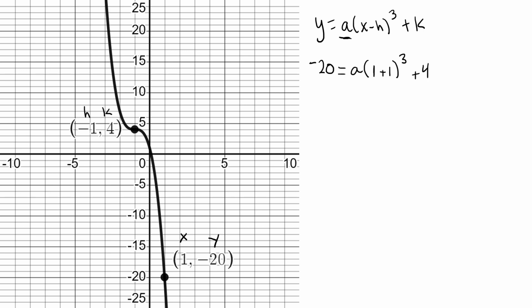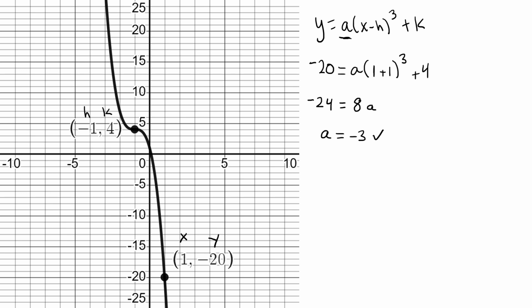Once I have this, we are going to solve for a. So the first thing we'll do is move the 4 over by subtracting it. So negative 20 minus 4 is negative 24. And then we're going to figure out what the parentheses cubed equals and then multiply that by a. So 1 plus 1 is 2. 2 cubed is 8. So 8 times a is 8a. And to solve for a, we're going to divide both sides by 8. So the answer for a is negative 3.